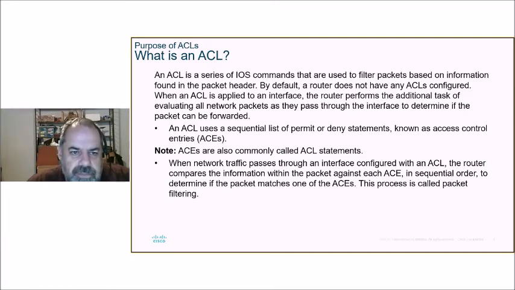An ACL uses a sequential list of permit and deny statements known as access control entries. Note, access control entries are commonly called access control lists because of the command. When network traffic passes through an interface configured with an ACL, the router compares the information within the packet against each access control entry in sequential order to determine if the packet matches one of those ACEs. This process is called packet filtering.